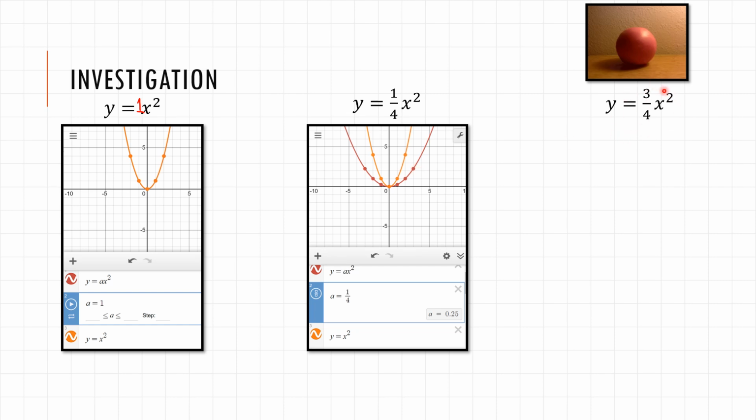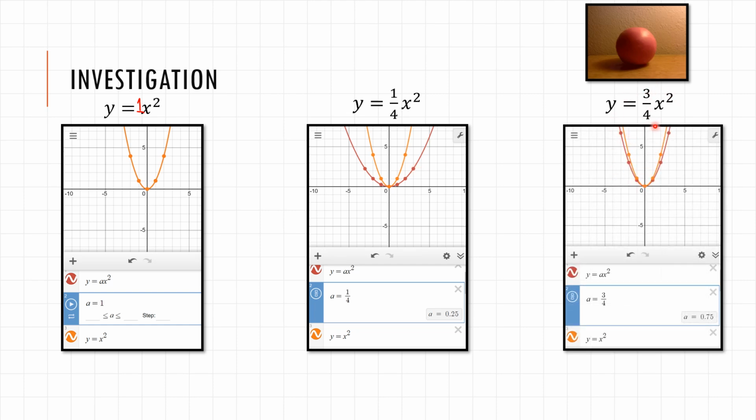Taking a look at when a is 3 over 4, we see something similar, but not as much, right? So when it was 1 over 4, it was really close to the ground. But when it was 3 over 4, the dots didn't move down by too much. And that makes sense because 0.75 is not as small as 0.25, but both of them are smaller than 1. So how could we describe the transformation happening here? How did the orange parabola turn into the red parabola?